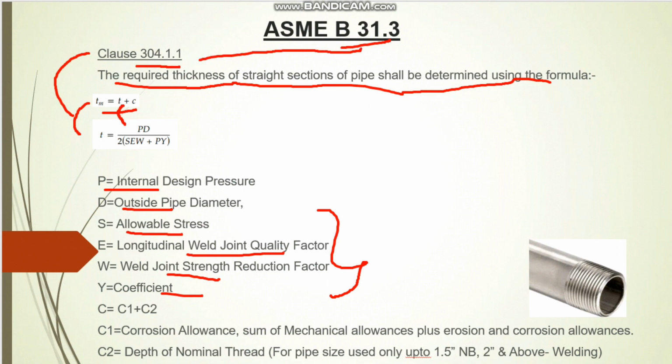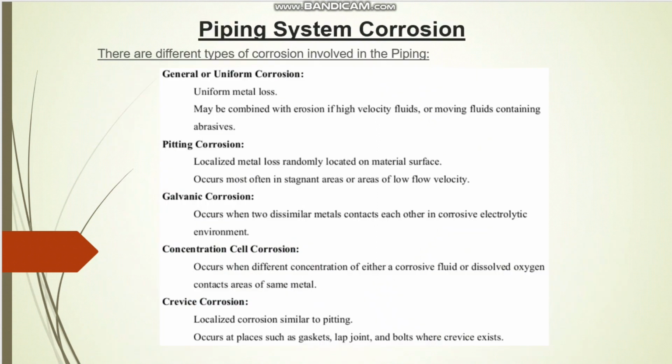And additionally, for tm is equal to t plus c, there is one more important thing. We have to include the corrosion allowance. So c1 is the corrosion allowance, which is equal to the sum of mechanical allowance plus erosion and corrosion allowance. In the piping system, there is a lot of corrosion we have. So I will show you what that is.